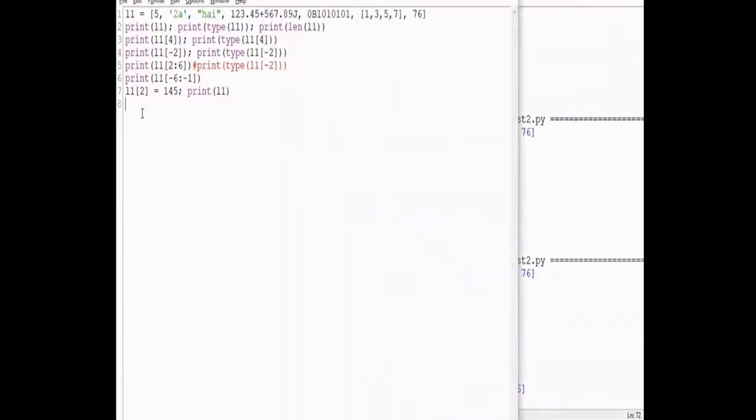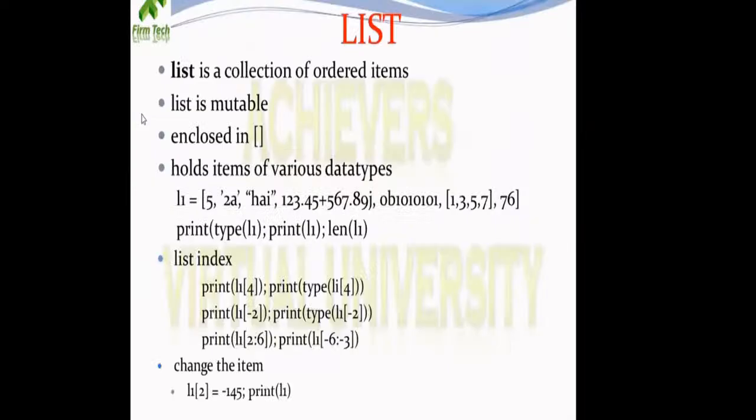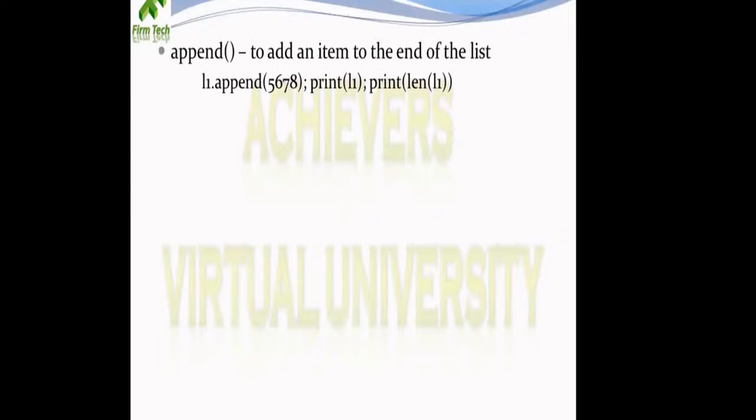And now we can go for some list methods. The items in the list can be accessed, changed, or edited by using some methods. This append will add an item to the end of the list, and the general format for that is L1, the list name, dot append of the element which we want to append. Print of L1 will give the new list L1, and print of length of L1 will give the length of that new list L1.